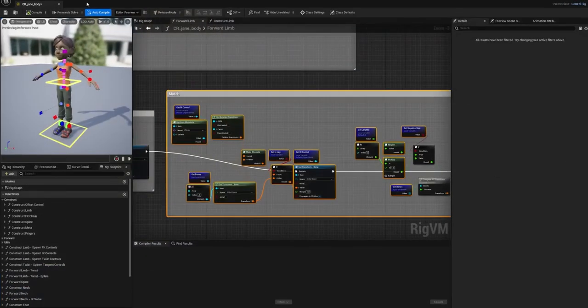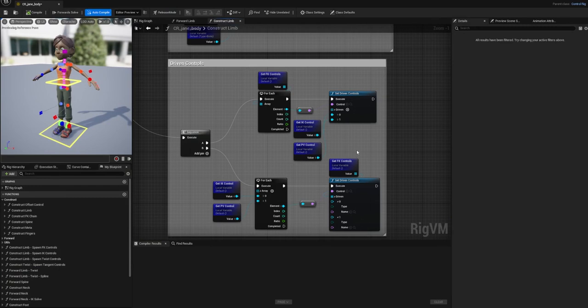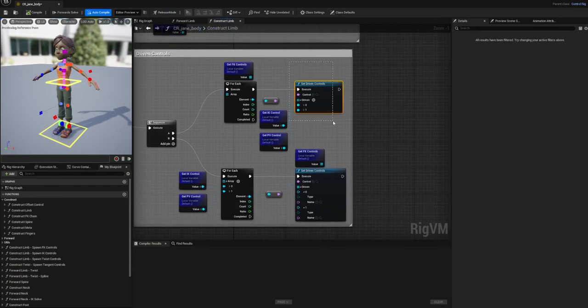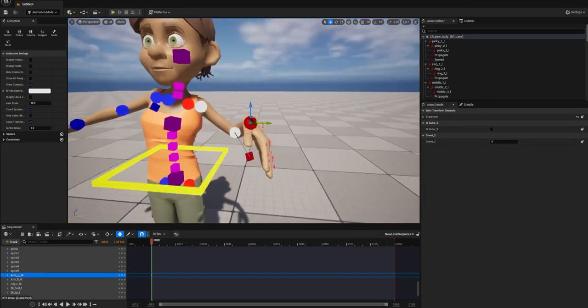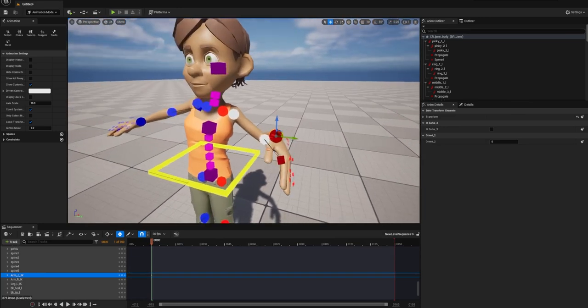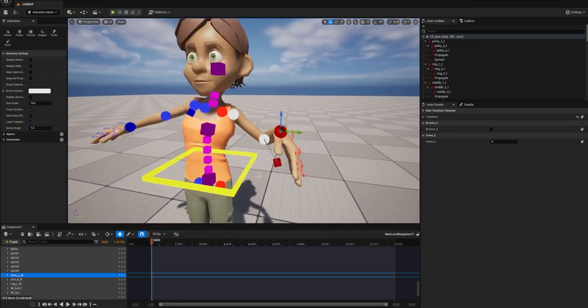One important thing to do when you do that is to make sure that you set your driven controls. That means which control is going to be attached to which control. This is to make sure that your auto key is working properly, so that when I move this one around, it's making sure it's keying these other controls as well. And that's it. This is an example of an IK FK rig in a control rig. Thank you.